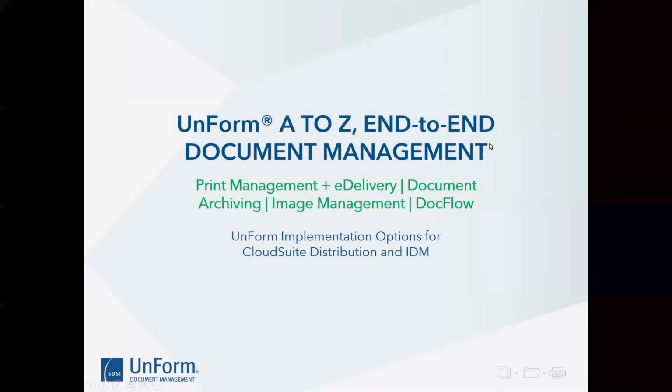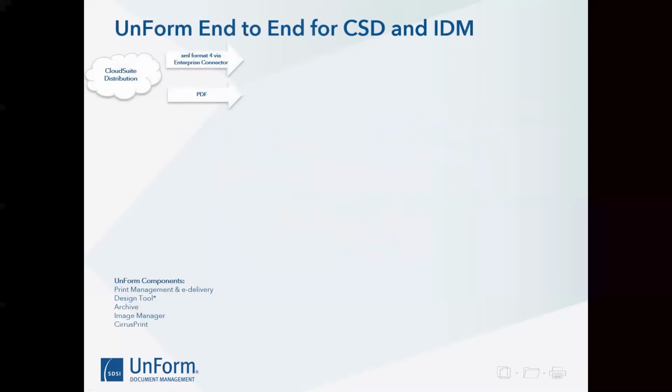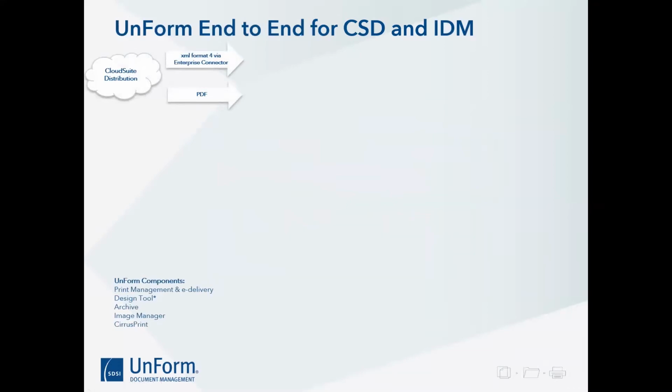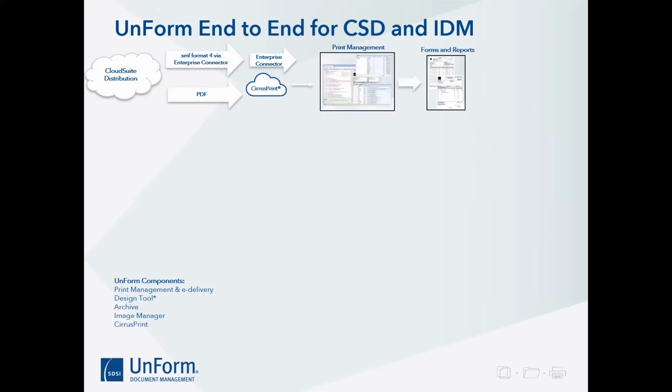This video will cover UnForm implementation options for CloudSuite Distribution and IDM. UnForm's completely browser-based end-to-end solution for CSD begins as documents are printed. Forms configured to use the XML format 4 are delivered either via CirrusPrint or the Enterprise connector to the UnForm print management and e-delivery application, where rule files convert the XML to professional-looking documents while retaining advanced print functions, including tray control, duplex printing, and dynamic forms based on print content.